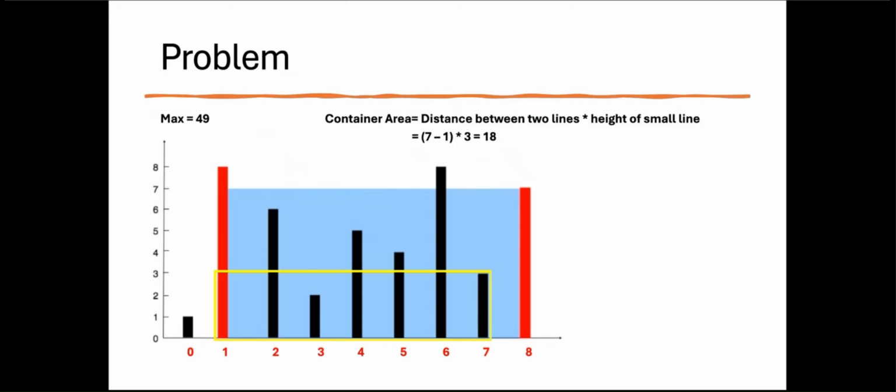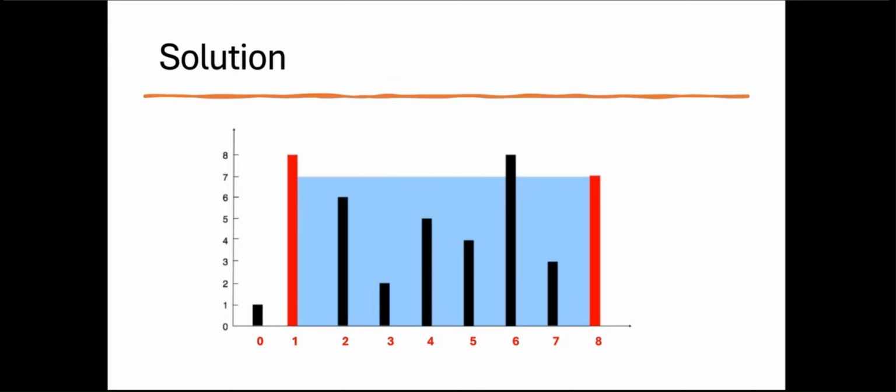So for this problem, if we check all the combinations of two lines which form a container, the answer comes to 49. So this is the problem statement, where we need to find the maximum water stored by any of the containers which can be formed by any combination of two lines. How can we solve this?